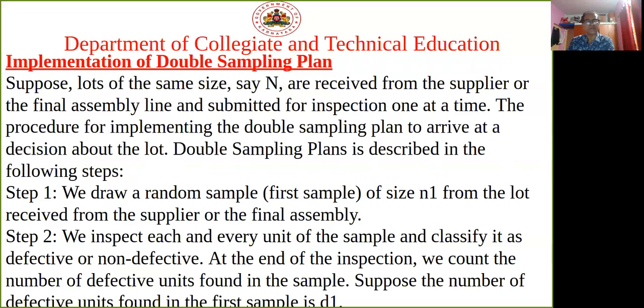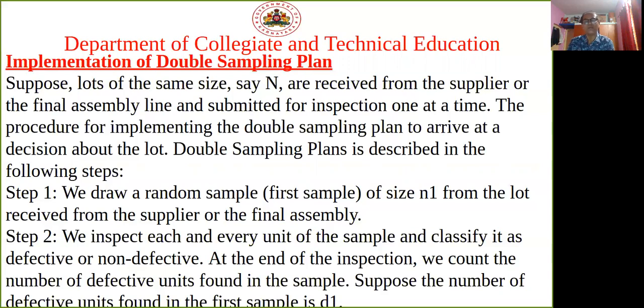First, as we know, there are N1 and N2 and C1 and C2. We already have discussed this point. As it is a double sampling plan, there will be N1 and C1, and N2 and C2. N1, C1 stand for the first sample and N2, C2 stand for the second sample. Now the first sample has N1. We draw a random sample, that is the first sample of size N1, from the lot received from the supplier or the final assembly.